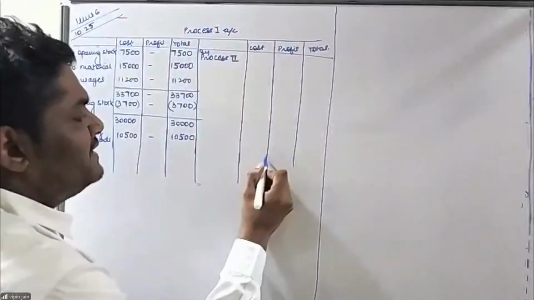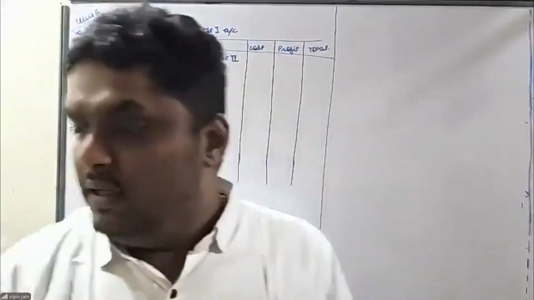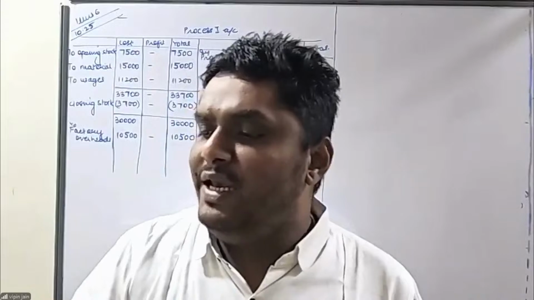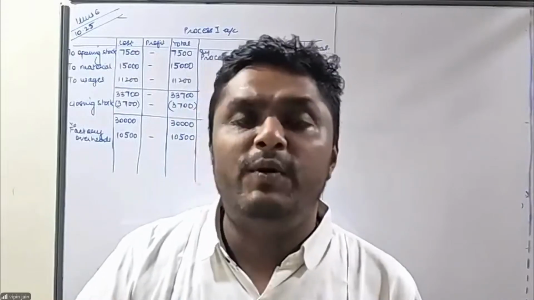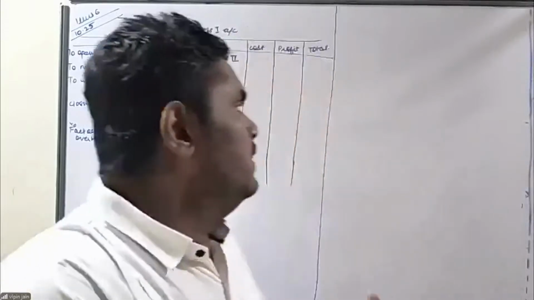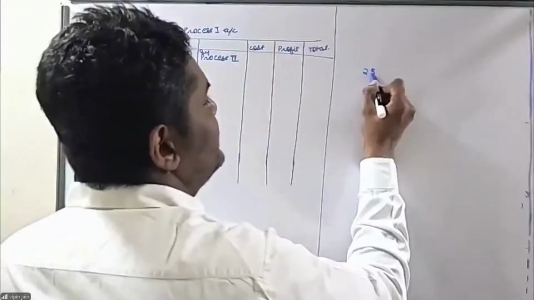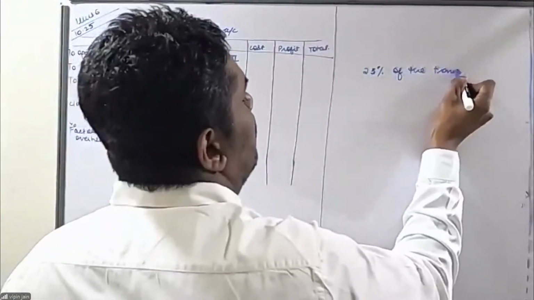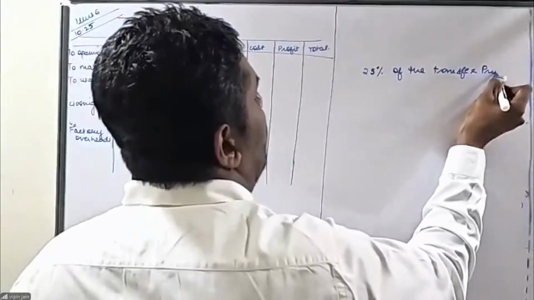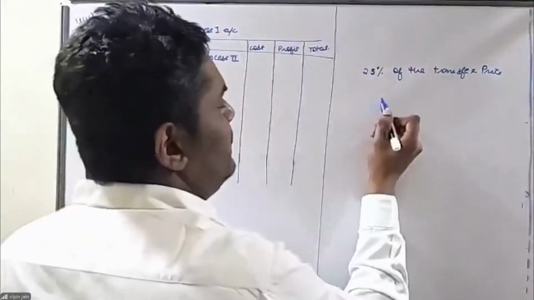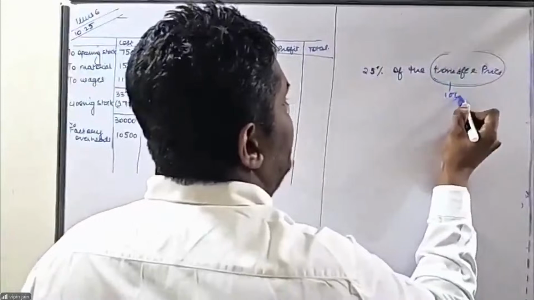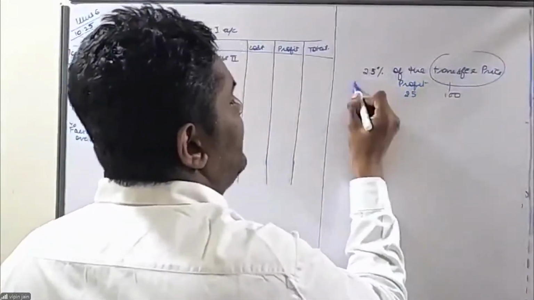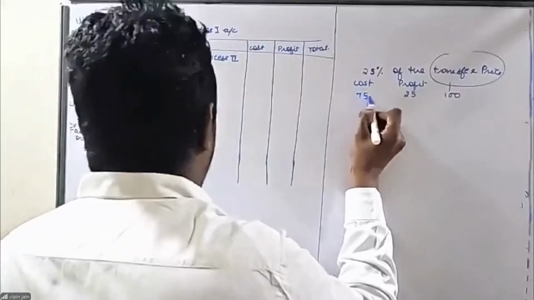The profit element is given in the question. That is, the output of process first is transferred to the next process at 25% profit on transfer price. So assuming transfer price be 100, profit is 25. So my cost will be 75.